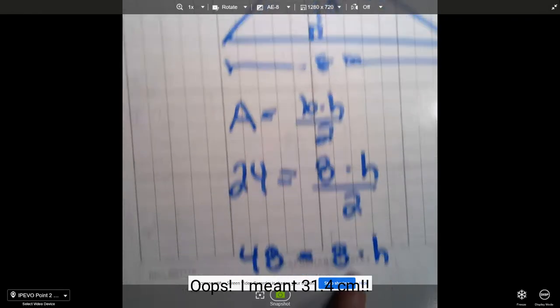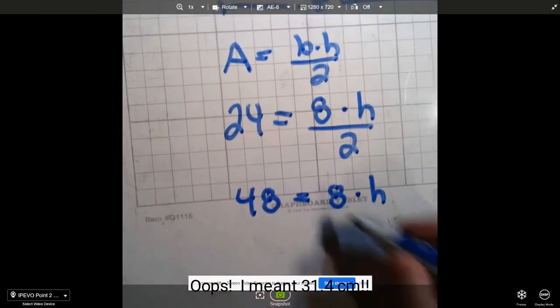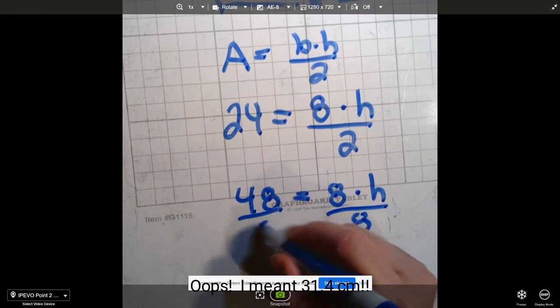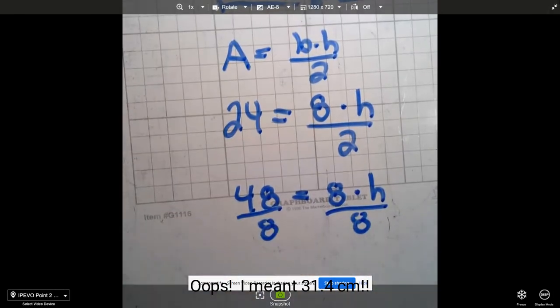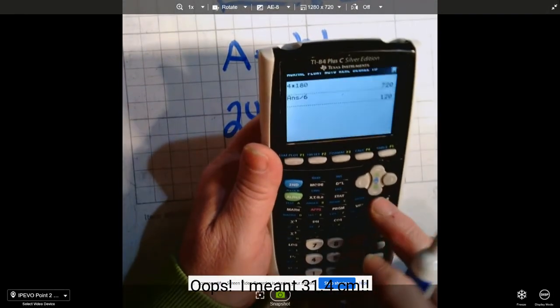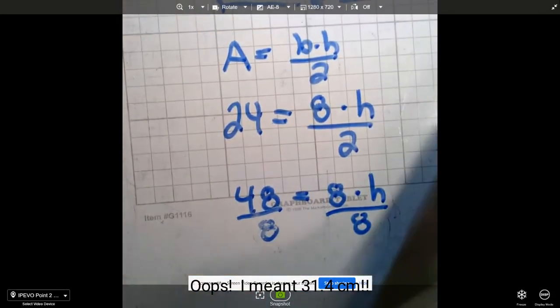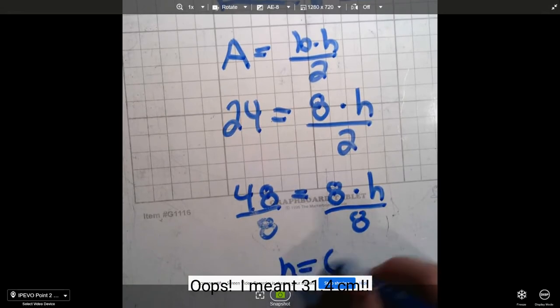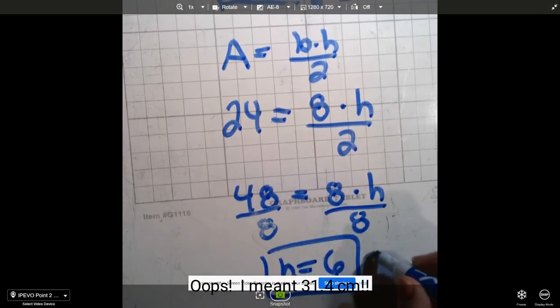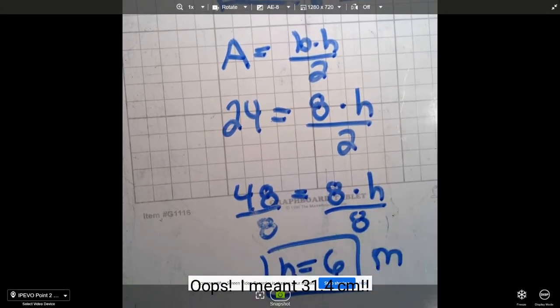Now to get h alone, I'm going to divide by 8. 48 divided by 8, again, if you're not sure, grab your calculator. There's no shame in that, right? 6. So your height equals 6 meters.